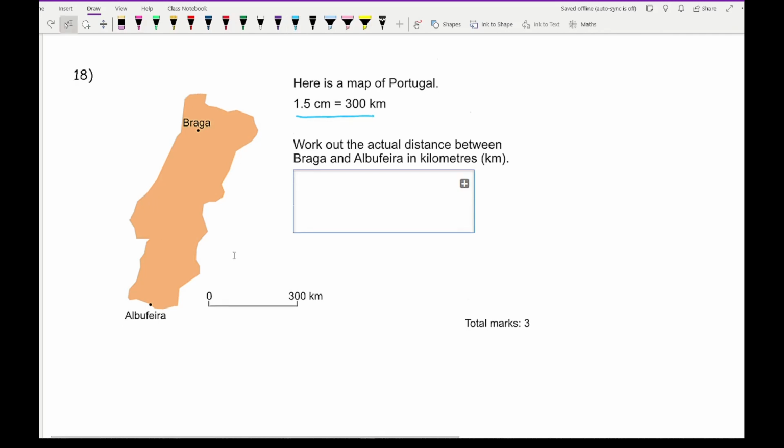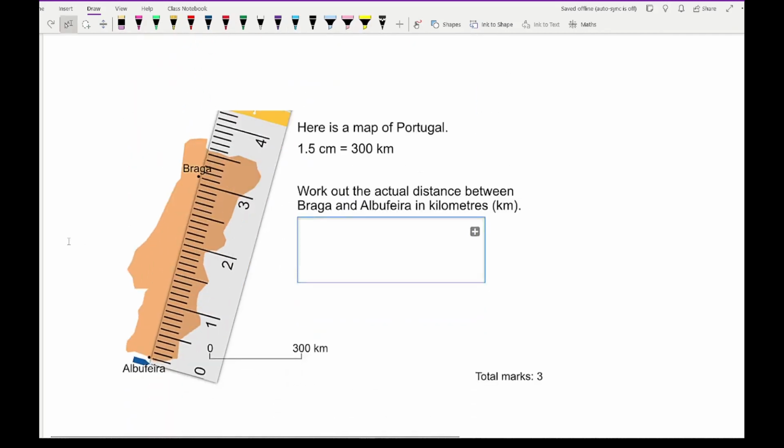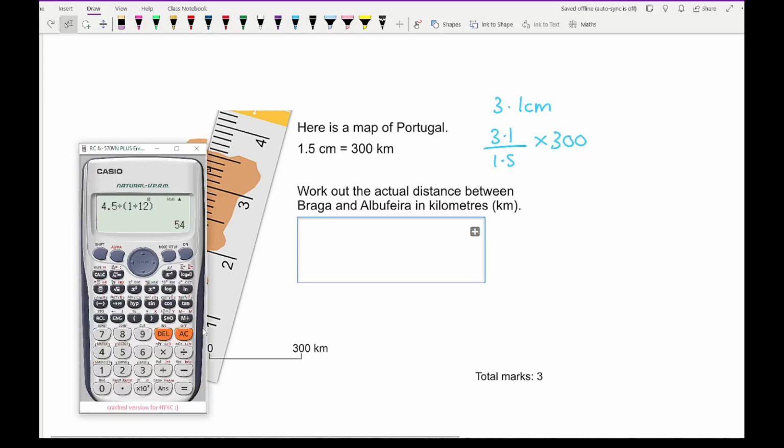Now for this, what we need to do is use our ruler. On this it's going to be particularly difficult, but I work out that the distance between the two is 3.1 centimeters. Now from this you could round down to saying it's going to be 3, but I would make it to be 3.1. So then what we need to do is 3.1 divided by 1.5, and then we multiply that by 300. I do that on my calculator now.